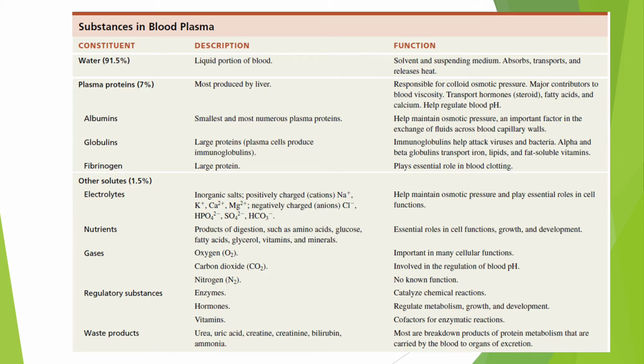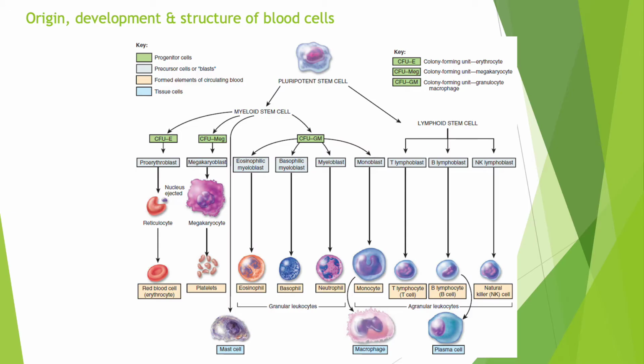So obviously there's other electrolytes and so on and so forth. There's enzymes, hormones, etc., in the system. Right, so what is the origin of the different blood cells? You can see the main one is the pluripotent stem cell, which has the ability to differentiate into different types of blood cells.